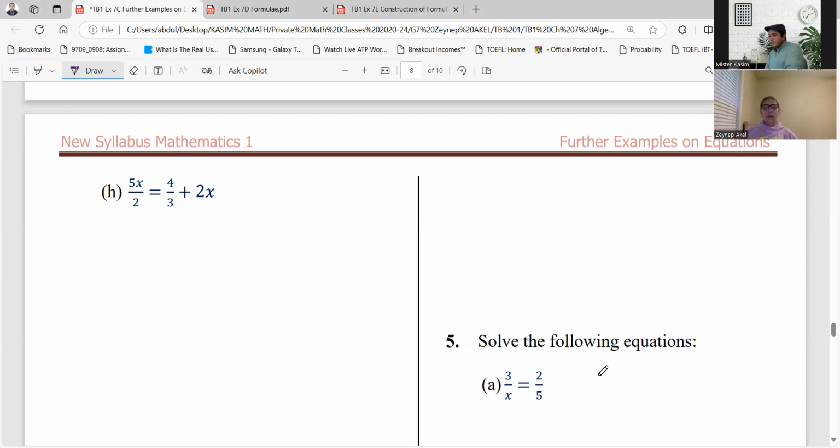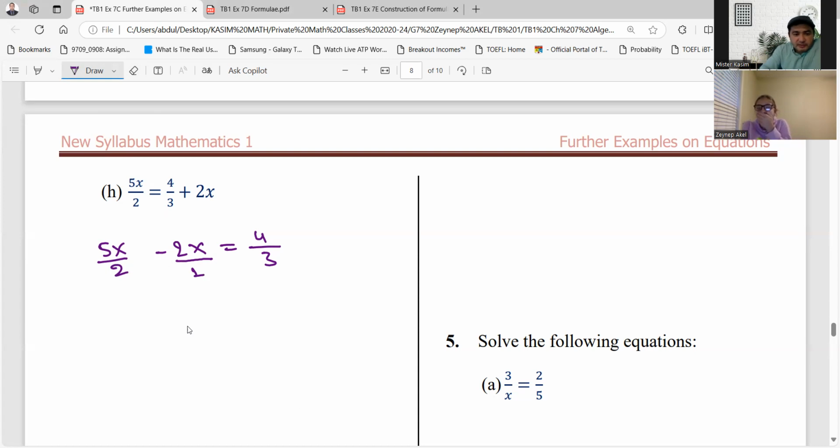4 over 3. Okay, the first step, did you write 5 over 2 times x minus 2x is equal to 4 over 3? Did you write this? No, I wrote 5x, like 5 and x together, and then 2. Yeah, okay, no problem. Let me just write it. 5x over 2, right? Yes, that's what I wrote. And now 2x, here we have 1, right?